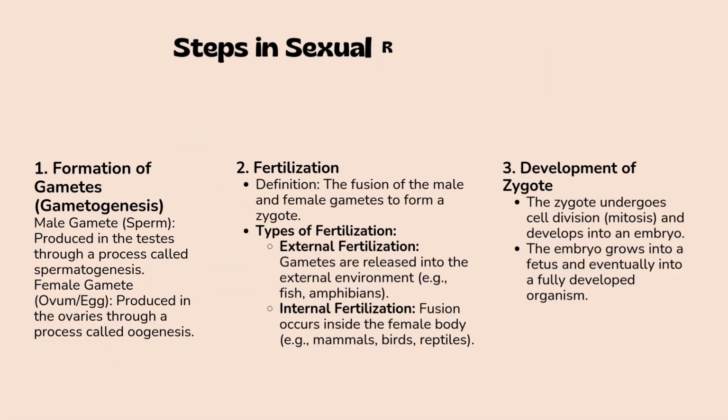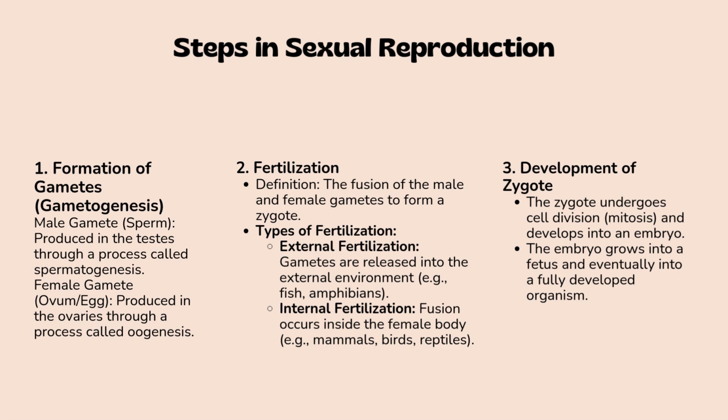Reproduction. 1. Formation of gametes, gametogenesis, male gamete, sperm produced in the testes through a process called spermatogenesis. Female gamete, ovum/egg produced in the ovaries through a process called oogenesis. 2. Fertilization. Definition: the fusion of the male and female gametes to form a zygote. Types of fertilization. External fertilization, gametes are released into the external environment, e.g., fish, amphibians. Internal fertilization, fusion occurs inside the female body, e.g., mammals, birds, reptiles.